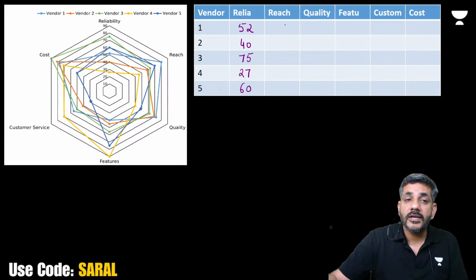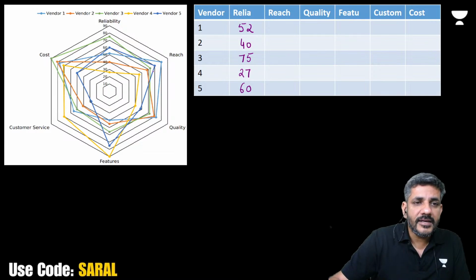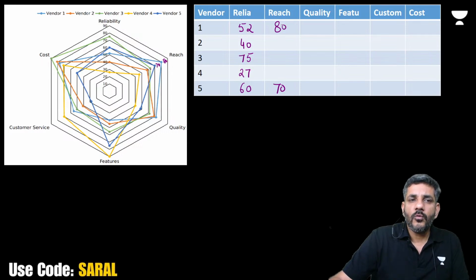Let us talk about reachability now. In reachability, the first graph is exactly equal to 80. I hope you would agree. This is exactly 80. Then this is vendor 5, which is exactly 70. Then I have this, which is vendor 3. Now vendor 3 is below 70 but closer to 60. I can call it 62 or 63, completely your choice.